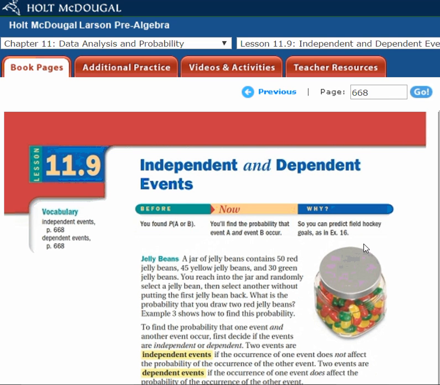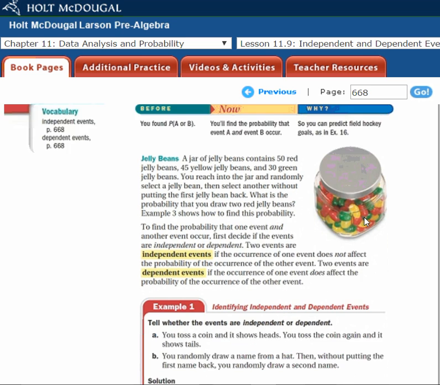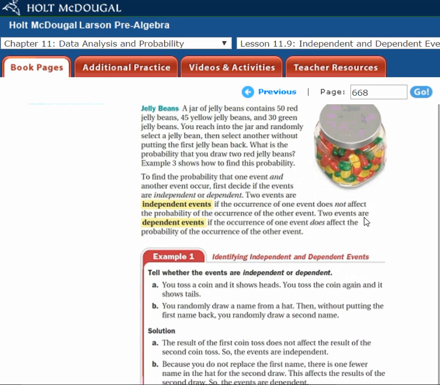Welcome to lesson 11.9, Independent and Dependent Events. This lesson is going to focus on probability and how to find the probability when two events occur. So first we need to know the difference between an independent and a dependent event.